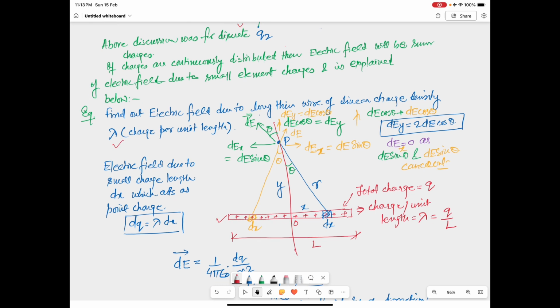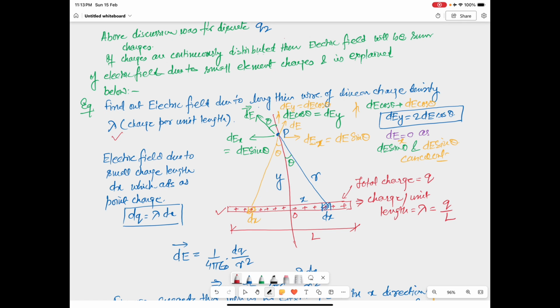Therefore, for the electric field, if I take a small element dq, which I can treat as a point charge, this dq will be given by lambda times dx. At a distance r at a point P, you can see that this is the line along which dE, the electric field, will act. The direction is shown here because it will act away, since the wire is positively charged. So dE will act away.